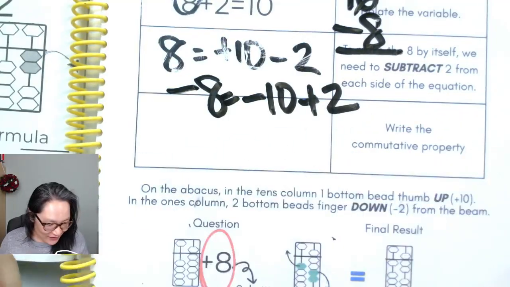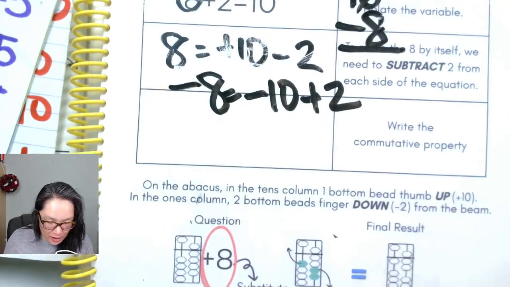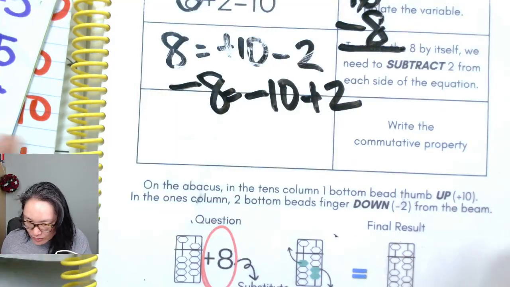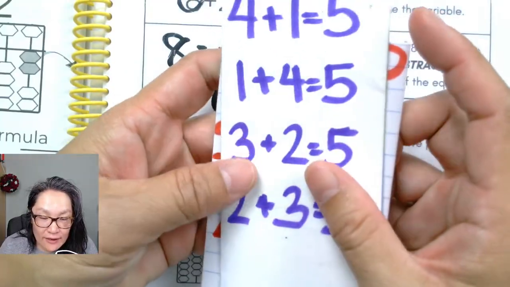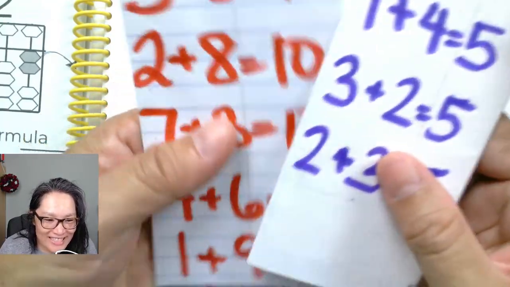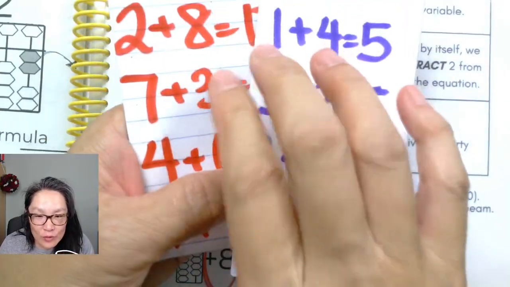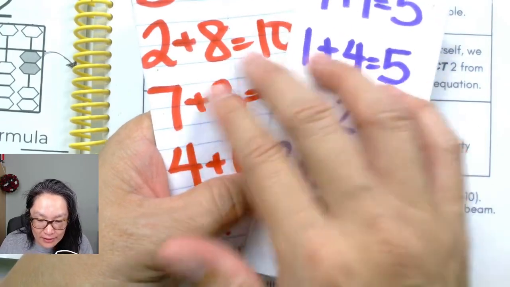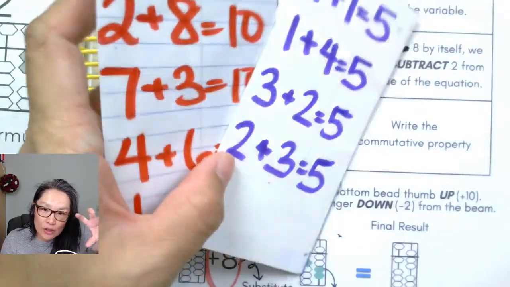Okay, so let's continue on. There's this thing called two-step equation. Why are we doing two-step equation? Because we know the fundamentals of adding a 5 and adding a 10. Now, what we're going to do is we're going to Tetris.